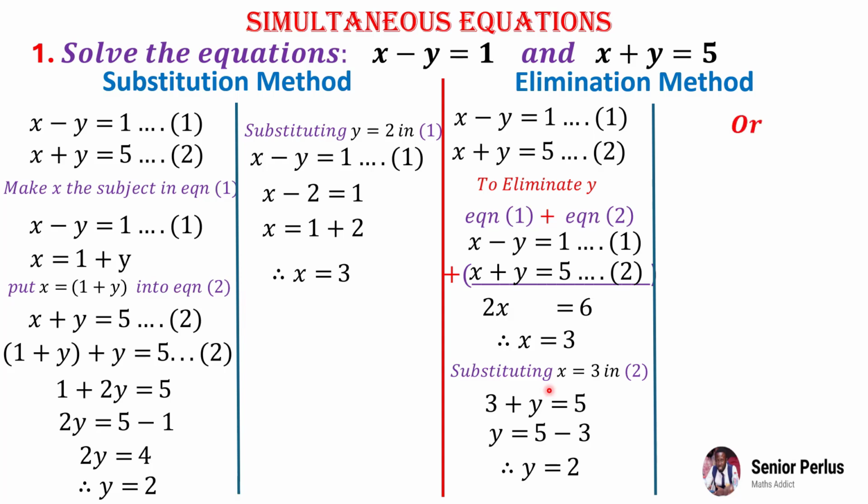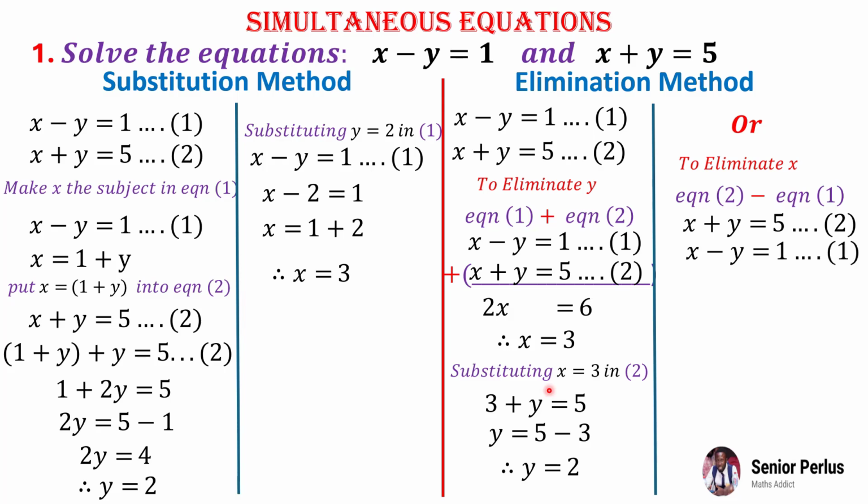Or you can still use this if you don't use the substitution. To eliminate s, I have to subtract equation 2 from equation 1. So let's see. This is our equation 2, s plus y equals 5. And this is our equation 1, s minus y equals 1. So if I subtract this, I can eliminate s, and solve for y.